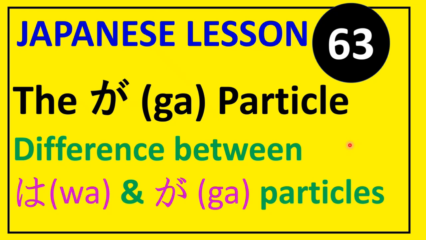This video is part of the Japanese language learning series, Japanese for Beginners. And today is the 63rd lesson of this series. The topic for today's lesson is the ga particle, difference between wa and ga particles.